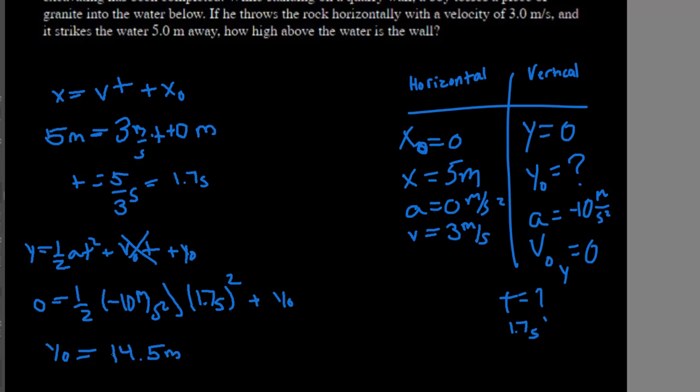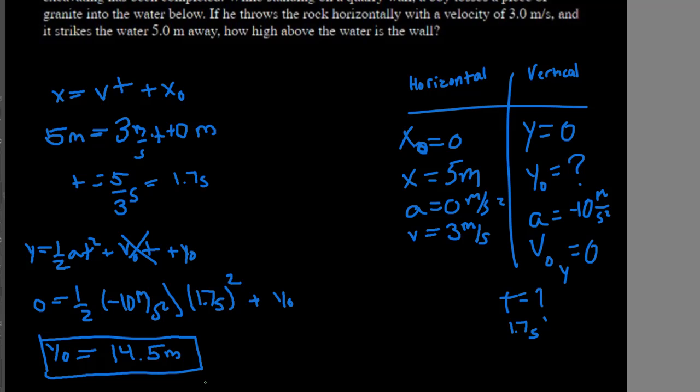Now, it does come out as negative, but if this is negative 14.5, this would have to be positive 14.5 so they could add up to 0. So I just got rid of the negative there. So yeah, it looks like our kid must have been throwing this from 14.5 meters up in the air.